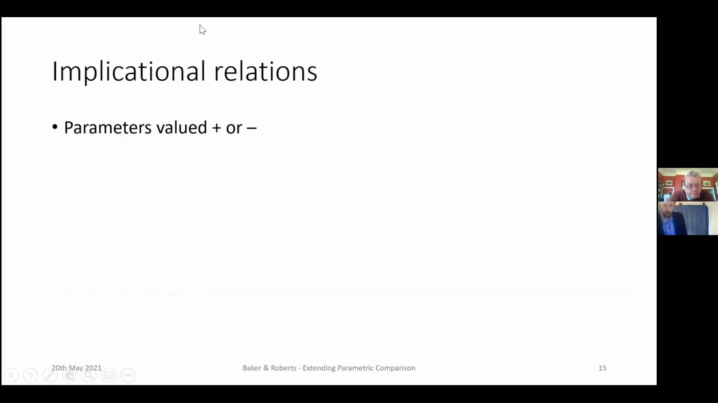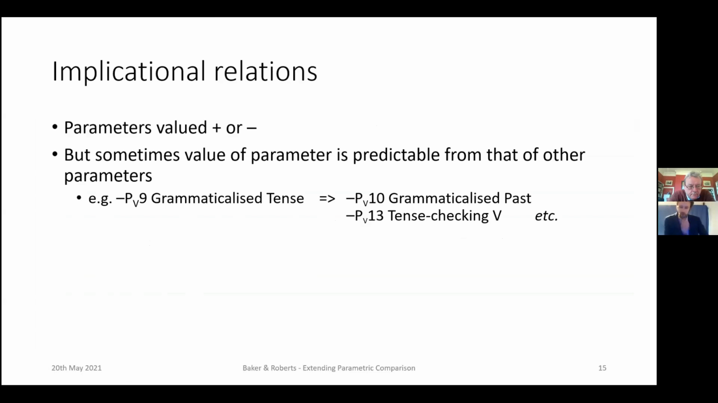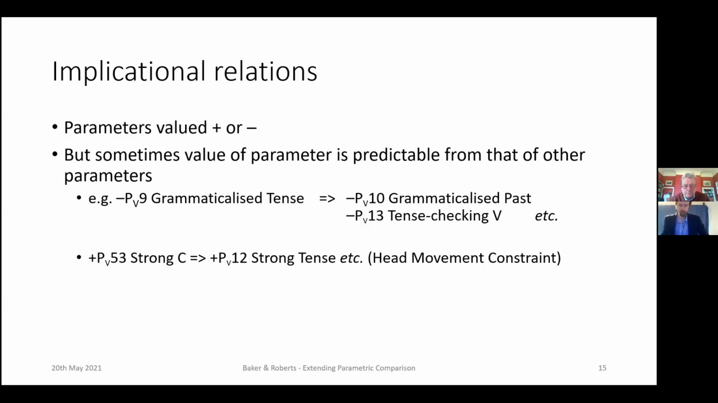Each parameter then, similar to what we saw before, can be valued either positive or negative. However, as again Ian intimated earlier, sometimes the value of a parameter is predictable from that of the other parameters. So, for example, if the setting of the grammaticalized tense parameter is negative, that means necessarily we will not have a grammaticalized past. So that parameter will be negative. We won't have tense checking V, so that parameter will be negative, and so forth.